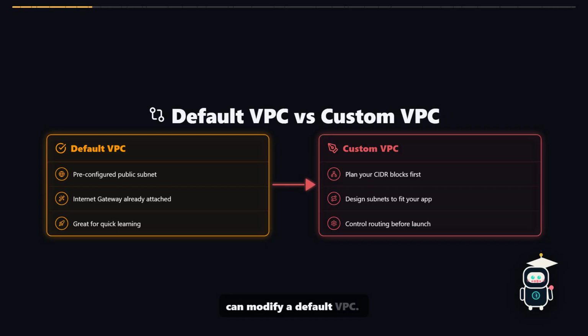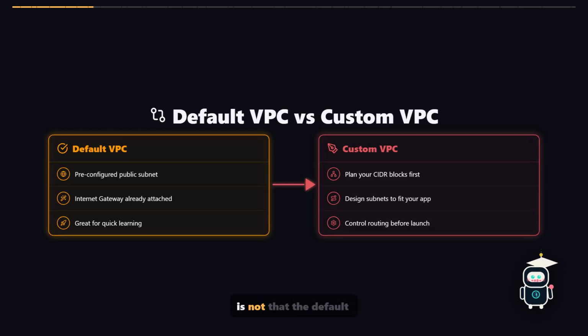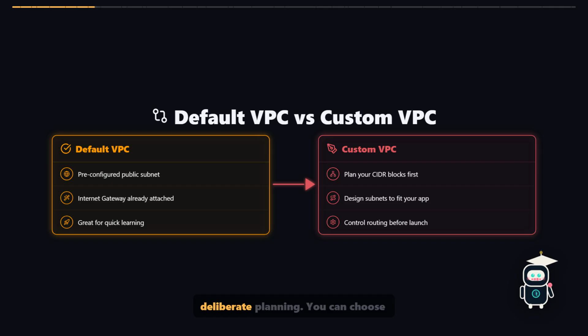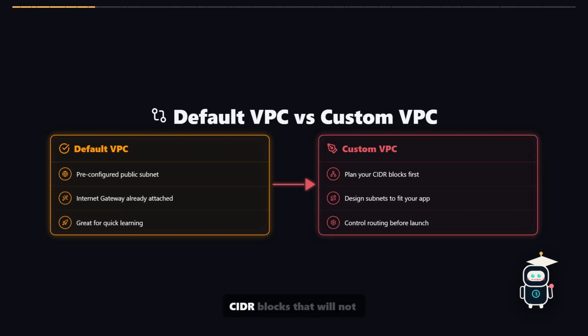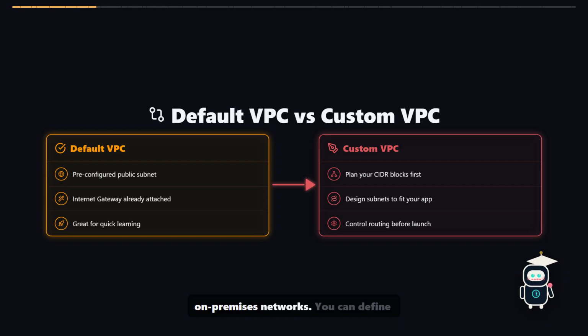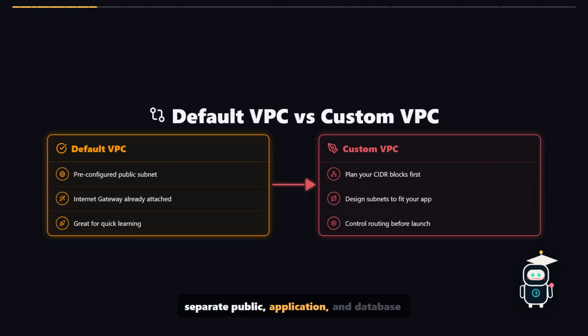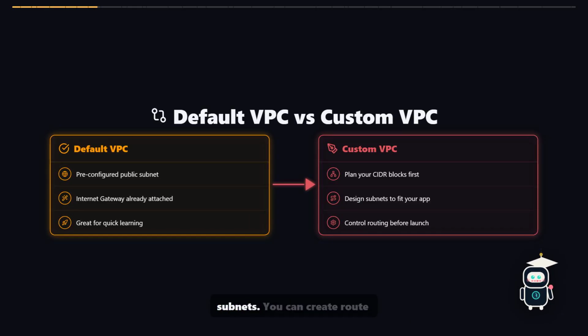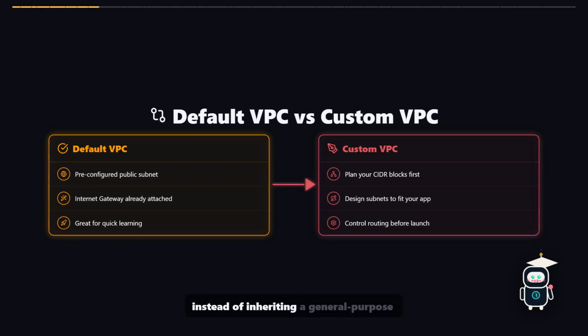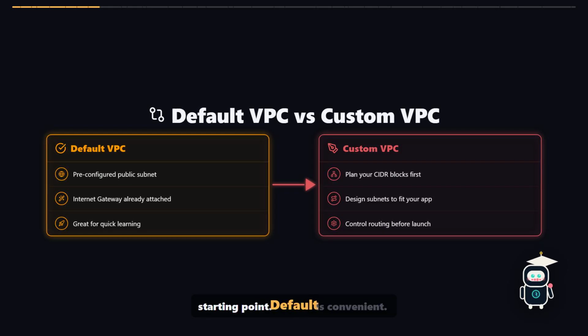You can modify a default VPC. The reason teams often choose a custom VPC for production is not that the default VPC is locked. It is that a custom VPC forces deliberate planning. You can choose CIDR blocks that will not conflict with future VPCs or on-premises networks. You can define separate public, application, and database subnets. You can create route tables, endpoints, logging, and security boundaries that match the workload instead of inheriting a general-purpose starting point. Default is convenient. Custom is intentional.